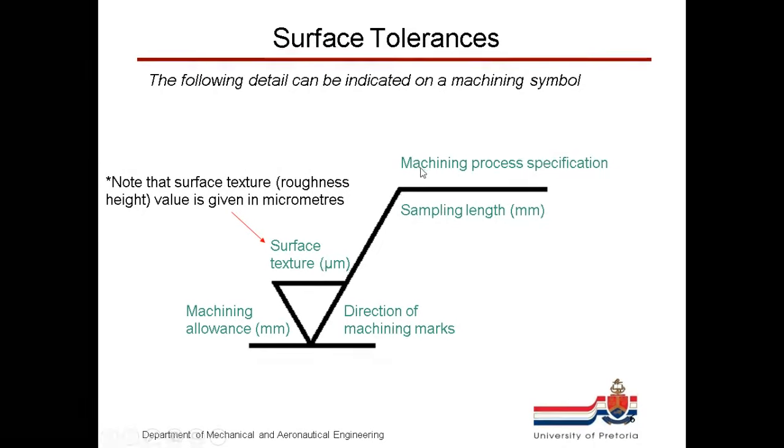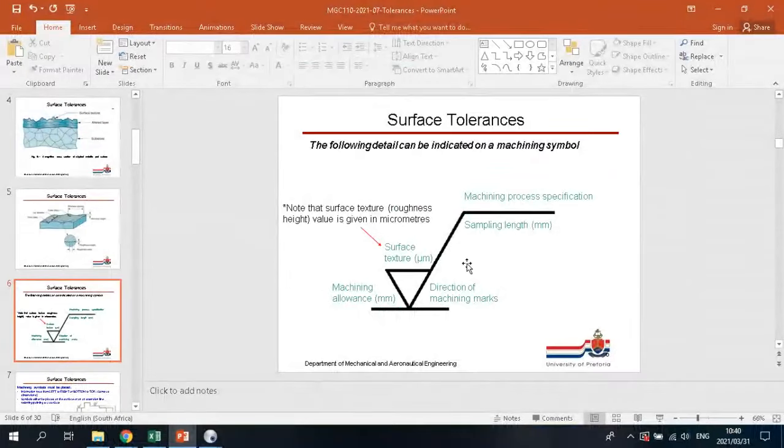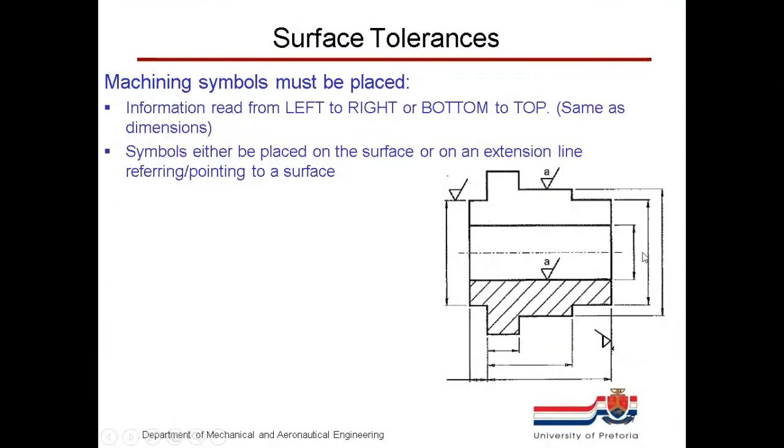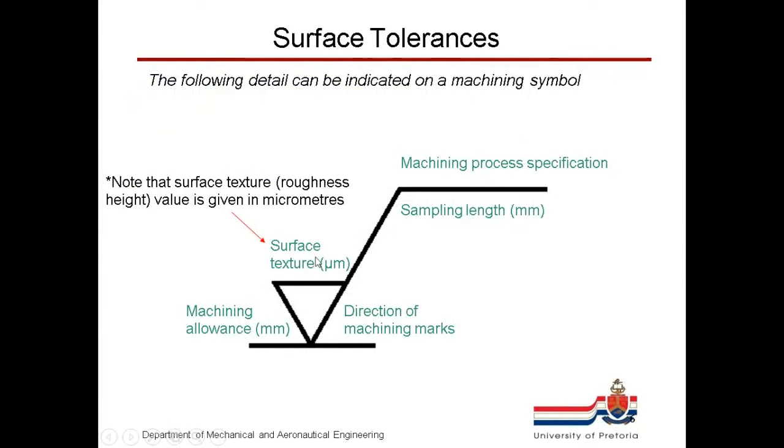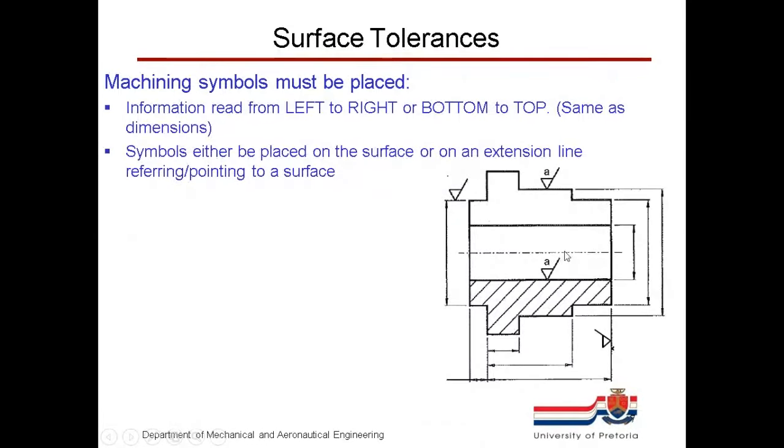The other values, yeah, it's important for you to know what goes where, but we're not specifically going to use them. Okay, so you can place these machine symbols. That letter A over there is just to show where the numerical value for the surface texture would be. So if it was my zoom lens, then obviously on the inside there, it would have a low number, and this one on the outside surface would have a higher number. Information is read from left to right or bottom to top, same as we do with the dimensions. They can be placed on a surface or on an extension line referring to a surface.